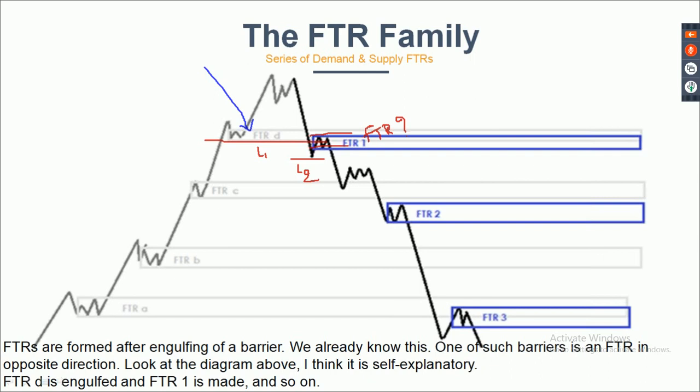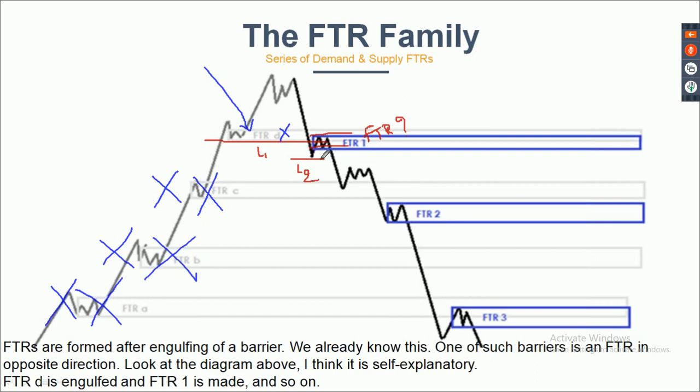Whenever a series of FTRs have been broken by an opposite FTR, all these guys get nullified. You are not supposed to trade them. How many of you understood this? The moment the topmost FTR D is destroyed, automatically FTR C, FTR B and FTR A are also destroyed. You can never trade that. Then what the hell we will trade? What do we trade? Then what we will do, we will only look for supply FTRs. We will only look for supply FTRs.